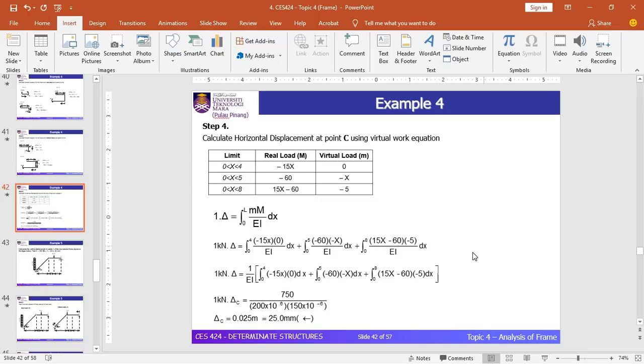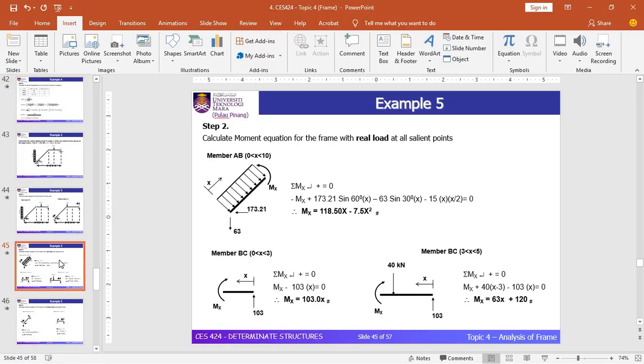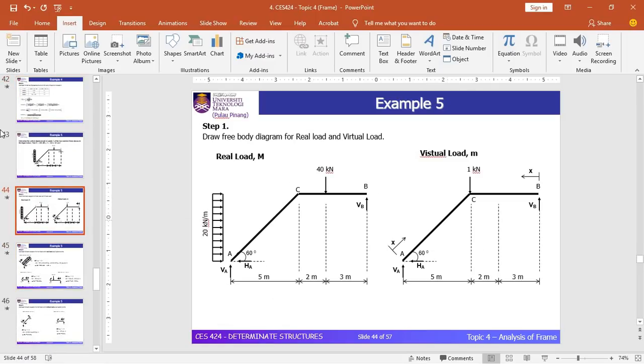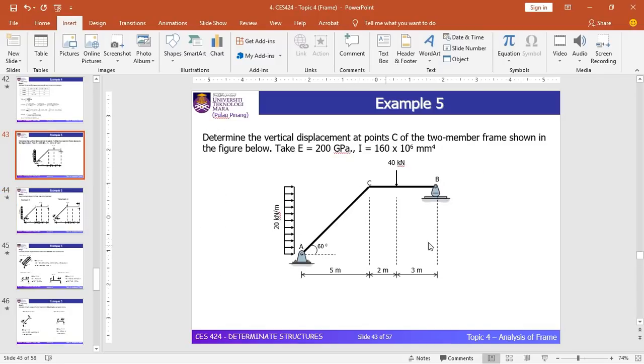So that's all for example 4. We will continue the lecture in example 5 later on, after we take a break for 5 minutes.